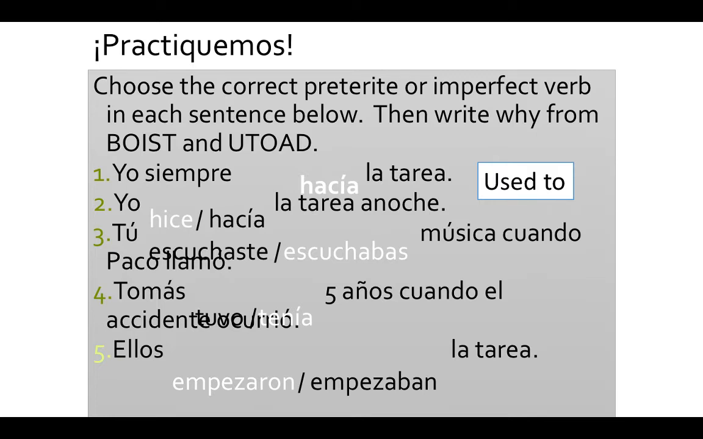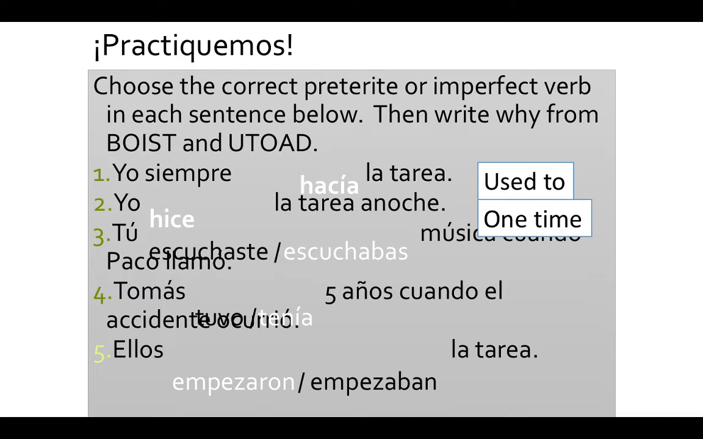Okay, now that you've had a moment to try these, number 2 gives you yo hice or hacía, and then la tarea anoche. So I did la tarea, the homework, anoche, last night. Last night is a specific time, so you know we're going to be using the preterite. What's my reason from voiced for using the preterite? Yeah, good. Hopefully you're saying it's a one-time thing. Anoche is my trigger word. Yo hice la tarea anoche.